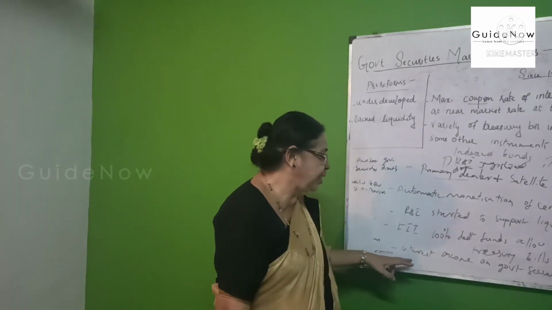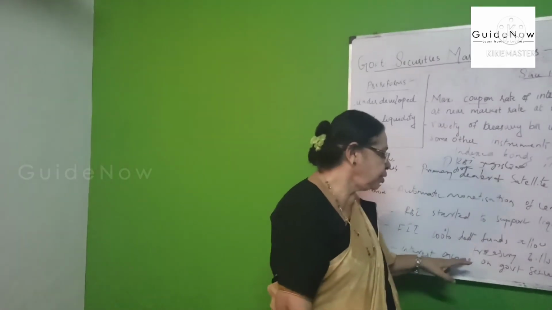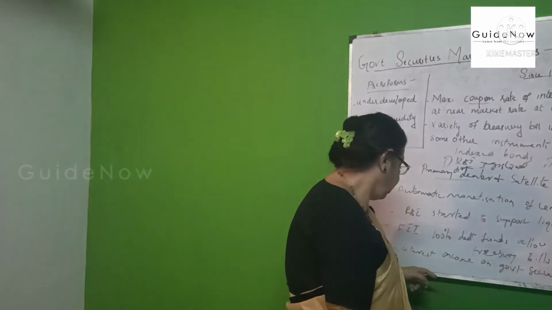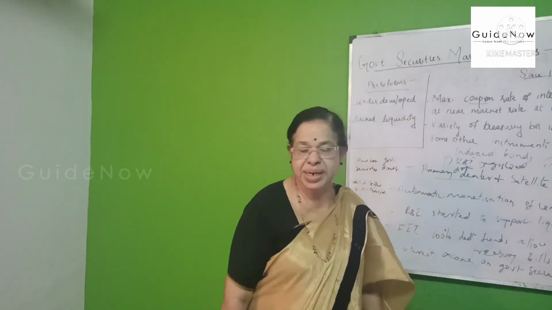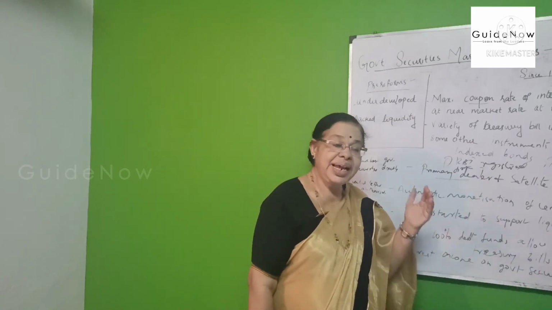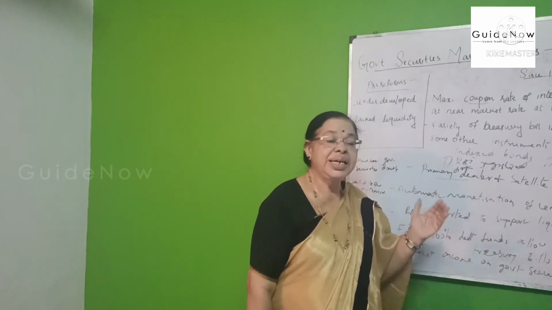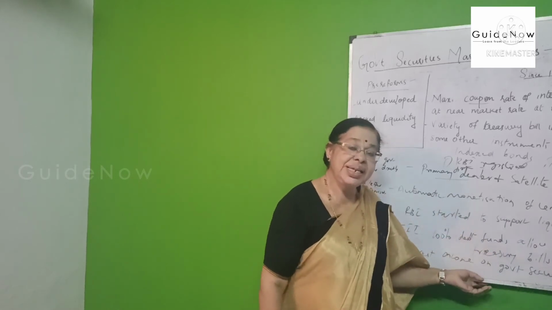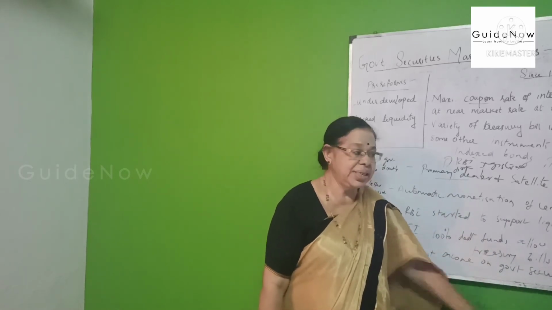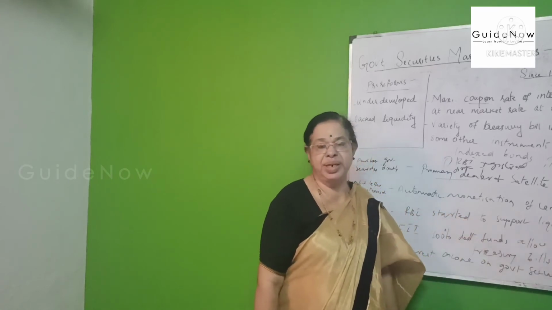And last is interest income. That is, interest income on government securities is exempted from tax. Here there is tax exemption allowed on the income from interest on government securities. Now it is exempted from tax.